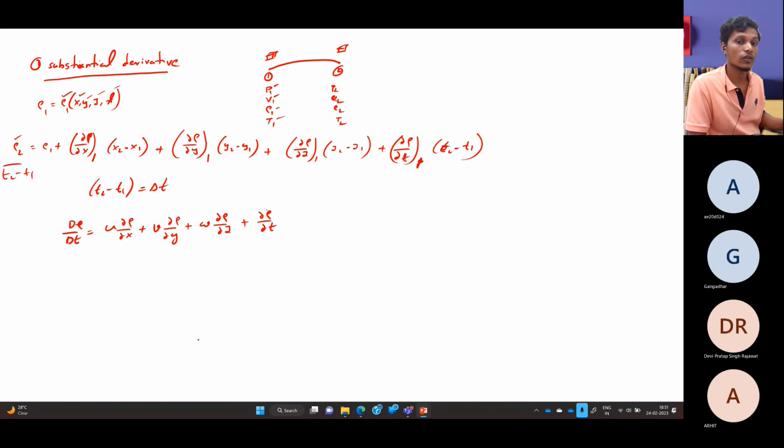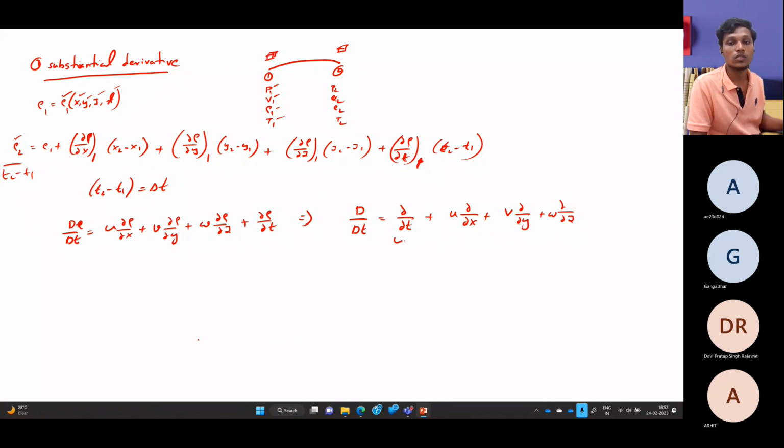It's not only valid for density, it is valid for any other parameter. So it can be generalized this way. D/Dt, with a capital D, is what we call the substantial derivative, which includes, let me reorder it, ∂/∂t, the time parameter first, and then the spatial variables: u ∂/∂x plus v ∂/∂y plus w ∂/∂z.